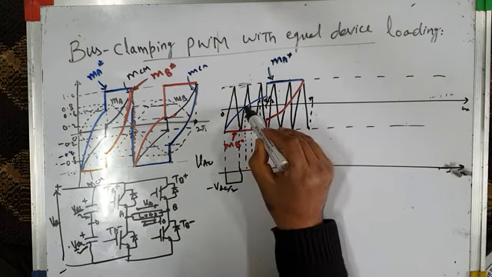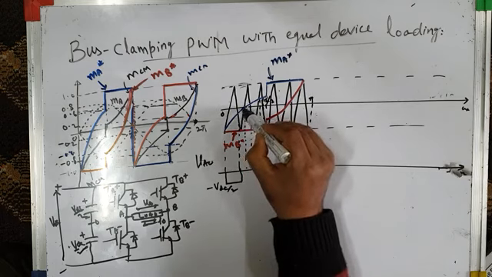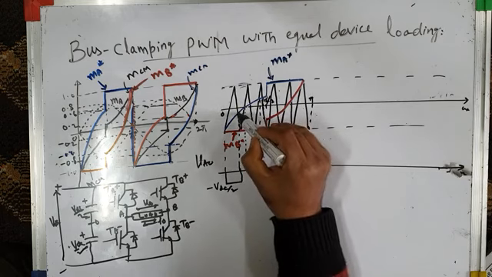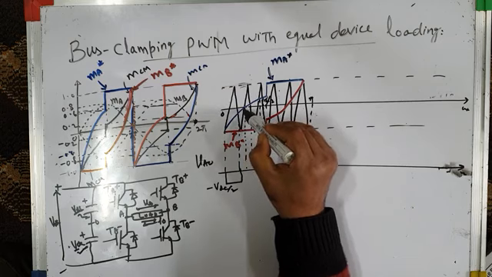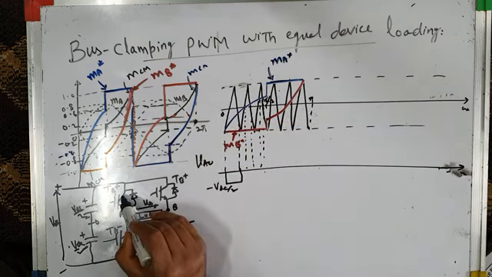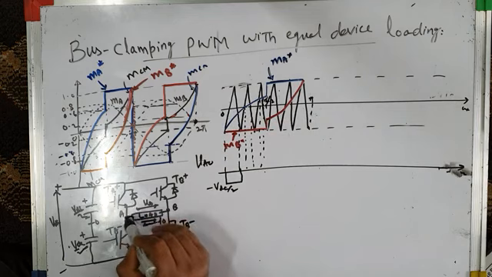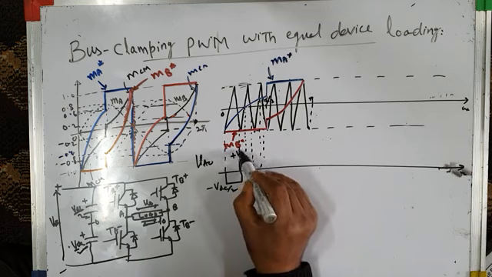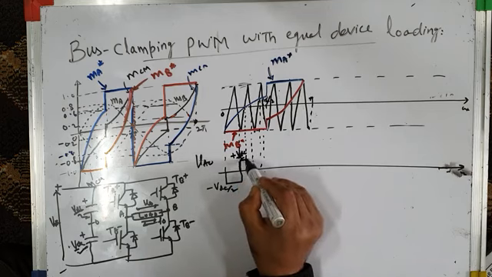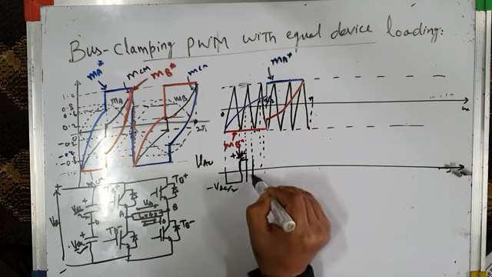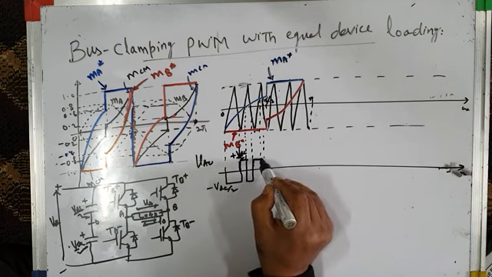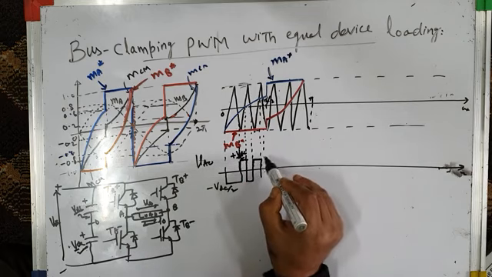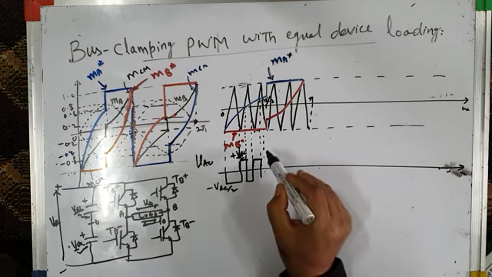From this instant to this instant, MA star, that's the modified reference wave or modified modulating wave, is higher in amplitude than the triangular carrier wave, so it will make the top switch TA plus on and VAO will be plus VDC by 2. And then it will again go to minus VDC by 2, then again plus VDC by 2, minus VDC by 2, up to this point.